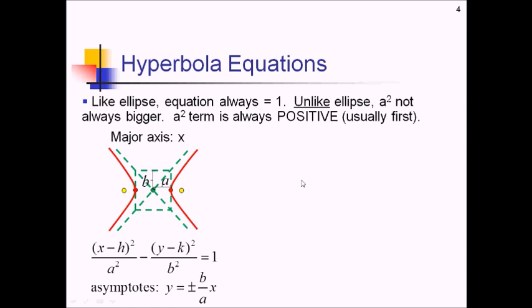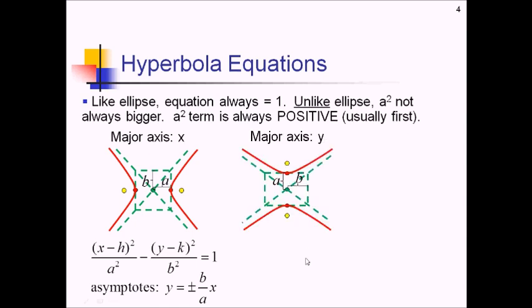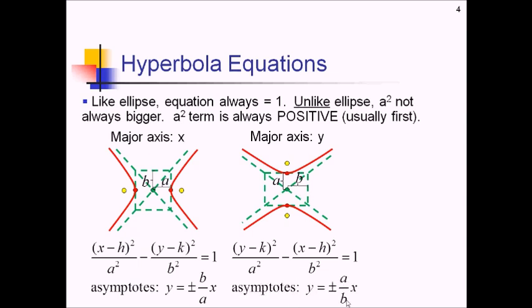Let's see how this compares with major axis y. So this one, we've got the branches going up-down instead of left-right. And we're going to have a different equation now. This is all going to be the same except that the y's are going to come first over the a squared and the x's are going to be the second negative fraction. For the asymptotes, things are going to be reversed. Now a is the up-down direction and b is left-right. So we'll have plus or minus a over b x.